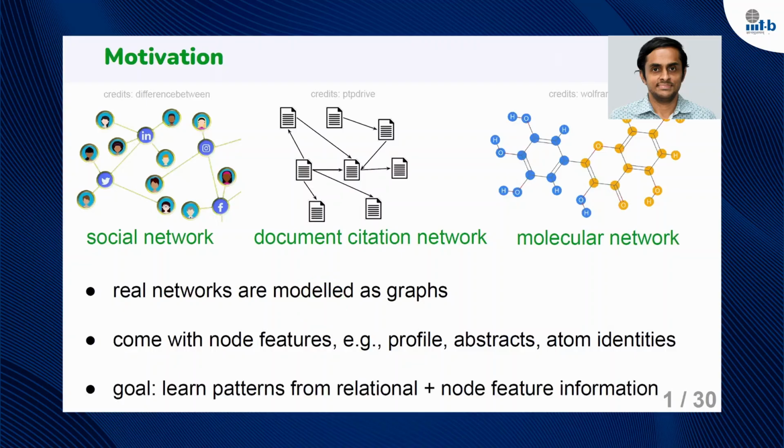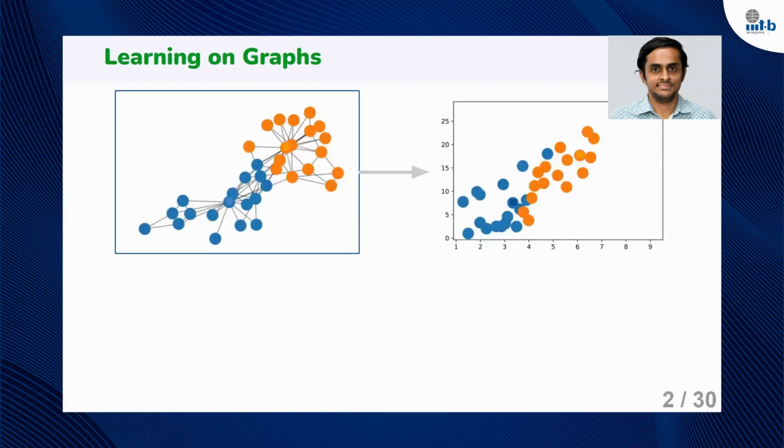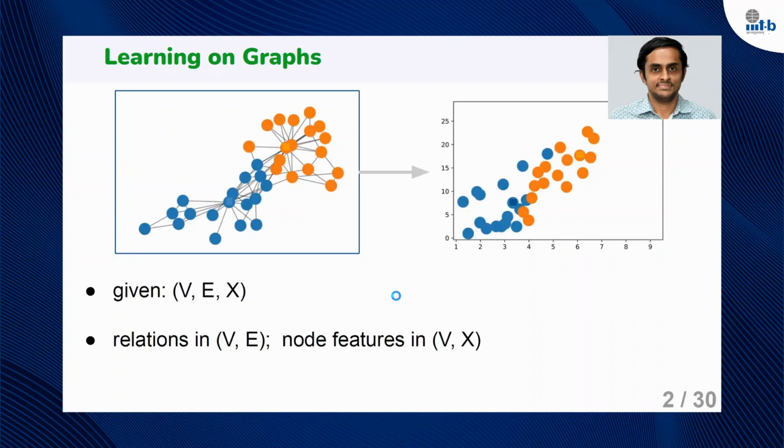Now, the main goal in this work is to learn patterns from these two sources of information, the relational and the node feature information. So it is posed as a learning problem. We want to conduct machine learning over these graph structures. The main topic is learning on graphs. We are given access to V and E, the set of vertices and the set of edges. And we are also given access to X, which is the node feature information.